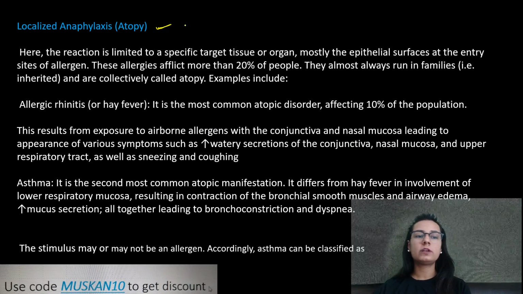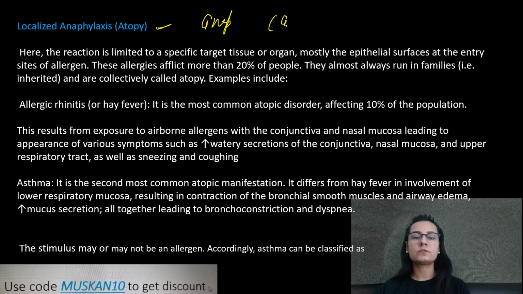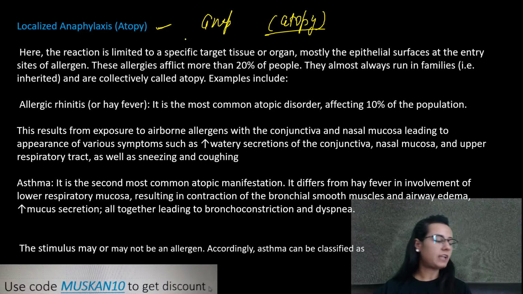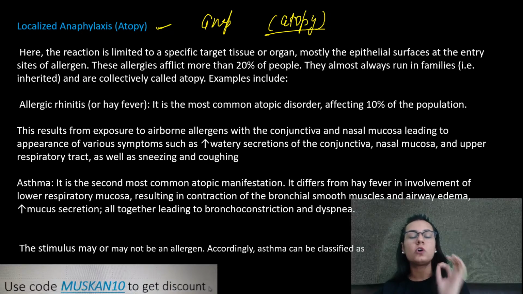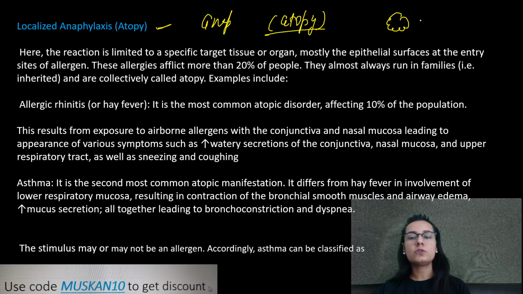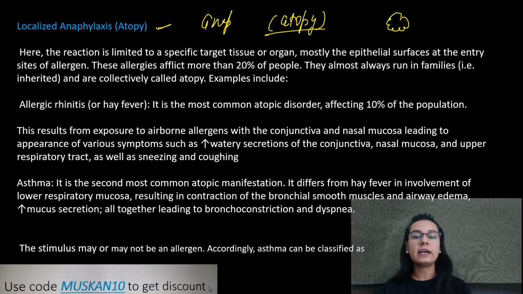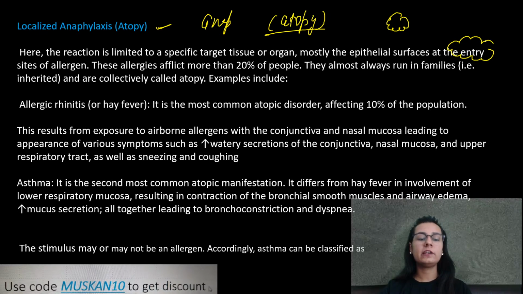Now next is the localized anaphylaxis. Systemic तो anaphylaxis था, anaphylactic shock, and the localized is what? Atopy. ठीक है, तो अपन बात करेंगे atopy की. Here the reaction is limited to specific target tissue and organ, mostly the epithelial surface, क्योंकि नाम ही localized है. So it is atopy and it will be localized to a specific tissue or a specific organ, mostly the epithelial surface at the entry site. जहाँ पे entry हुई है वहीं पे mainly it will show the atopy.